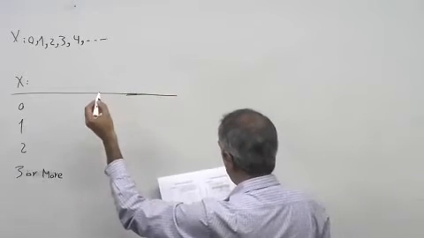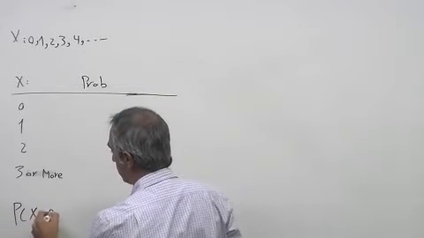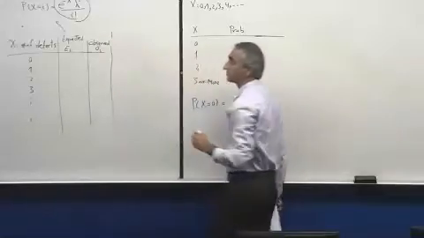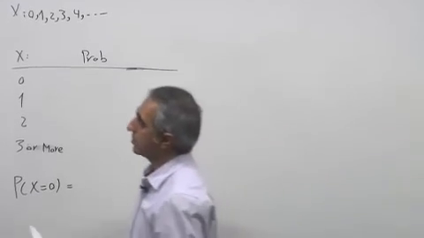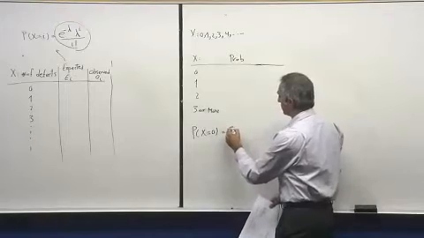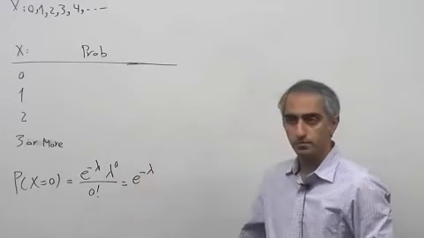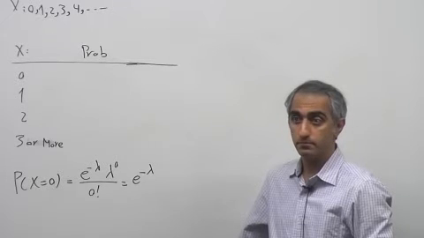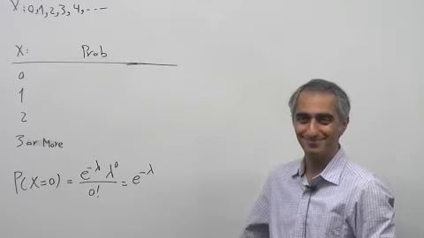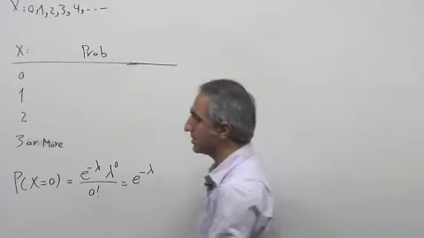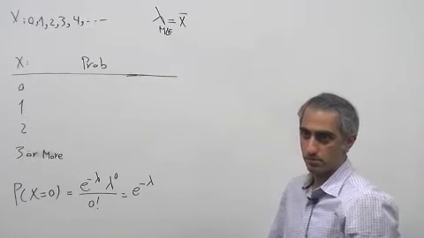Okay? So let's see. What is the probability associated with that? For probability of x equal to 0, I'm going to use this one. But the question is, what is lambda? I want to find the probability of x equal to 0, but what is lambda? You can estimate it. Yeah, exactly. We can estimate it. What is the best estimator for lambda? It is x bar. Okay? So just find x bar.